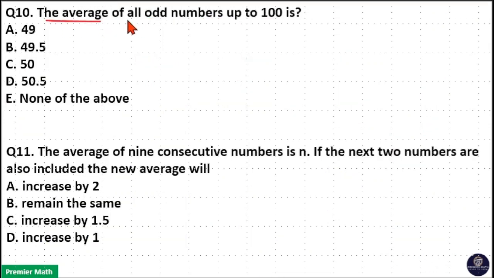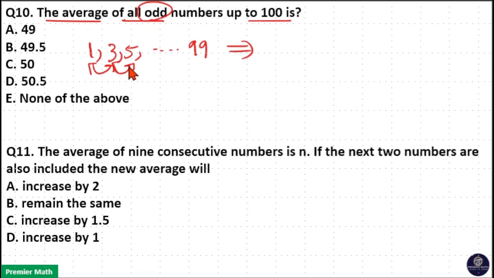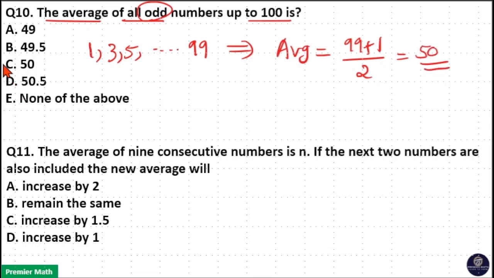The average of all odd numbers up to 100 is. Here odd numbers mean first number is 1, then 3, then 5, etc. Up to 100 means highest number here in the series is 99. Here this is an arithmetic progression because common difference between any two consecutive numbers is constant. Here it is 2. So average of an arithmetic progression is highest number 99 plus lowest number 1, divided by 2. 100 by 2 is 50. So option C is your answer.